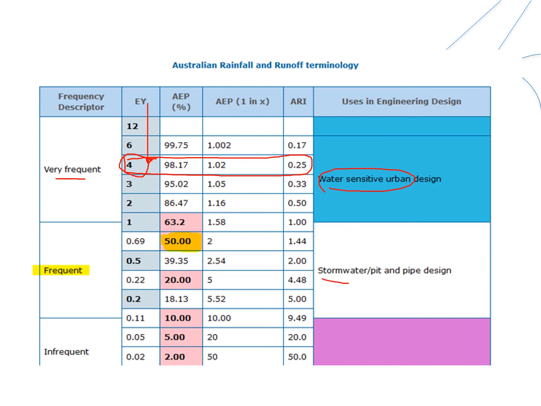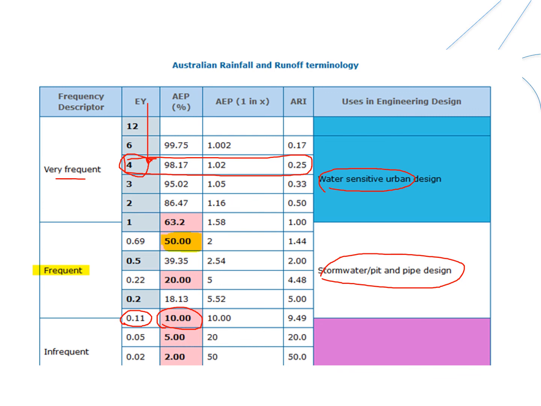Similarly, if you are going to design a stormwater pit and pipe, you probably will use 10% AEP, right? If you are using 10% AEP, it is the same as 0.11 events per year, but it is difficult to grasp what that actually means. It is much easier to say 10% annual exceedance probability. Similarly, if you design a culvert, you will say 1% AEP, and this is also expressed in events per year.